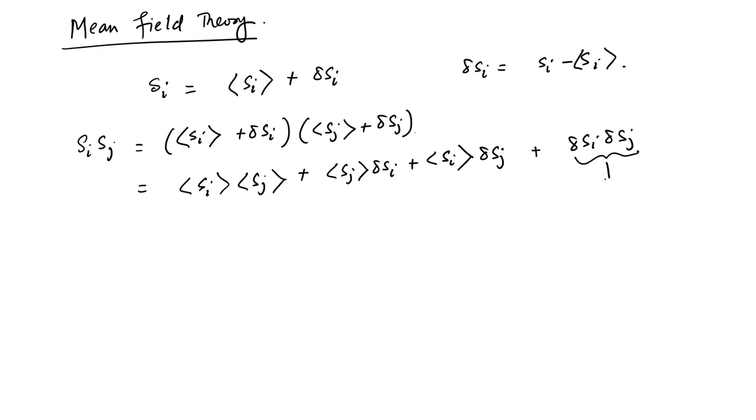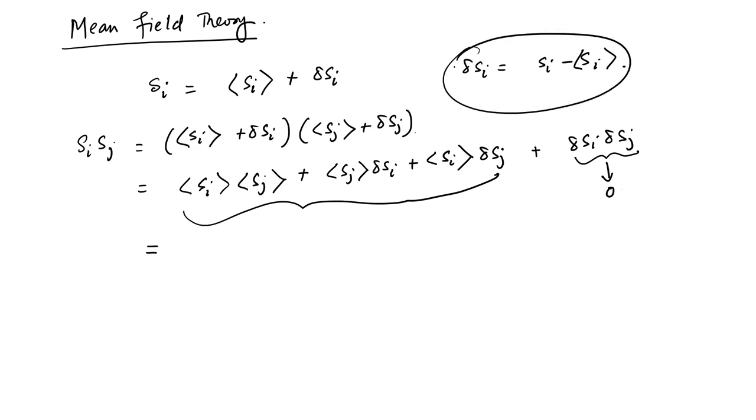This being quadratic in fluctuation, it can be said to be 0. Okay, these are two small quantities being multiplied, and that's equal to 0. So that's really the approximation that we make. In some cases, of course, this term cannot be neglected. Anyway, we are leaving that. We have now these three terms, and we can replace delta Si by the expression you see here. So you put it here and here, and what one gets is Sj average times Si, plus Si times Sj average, minus the product of the averages of both.